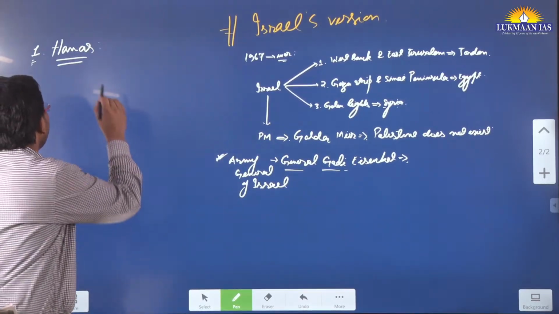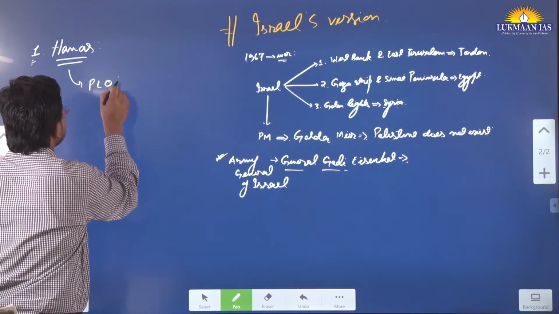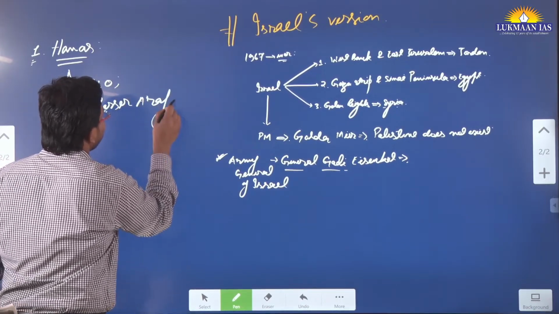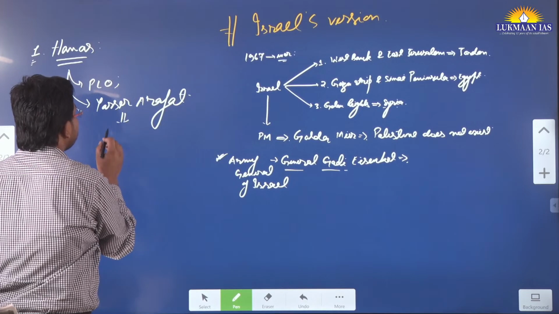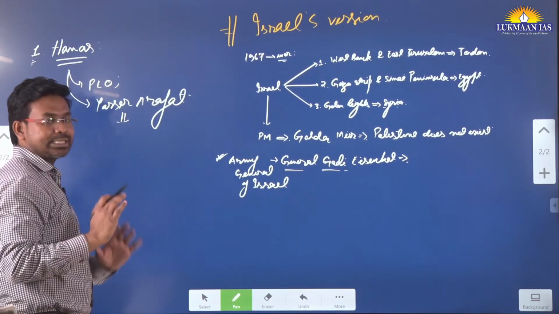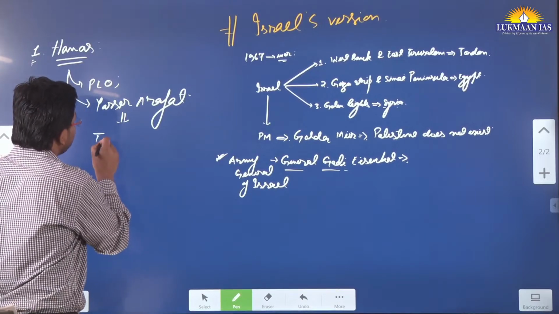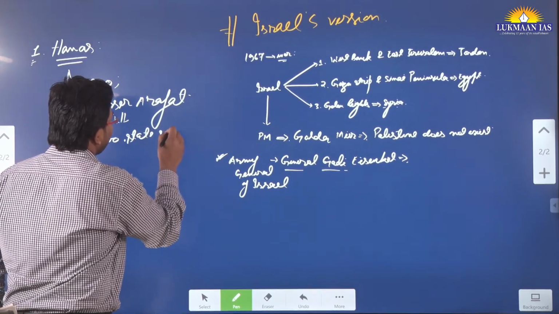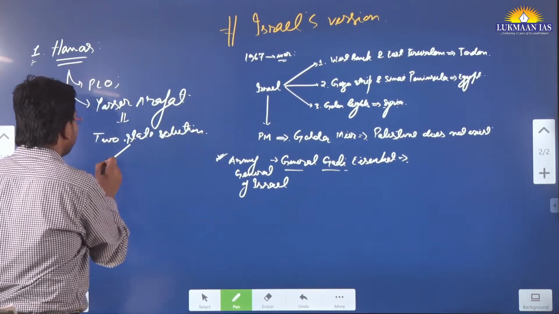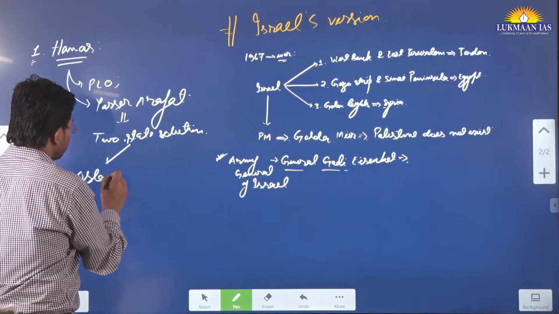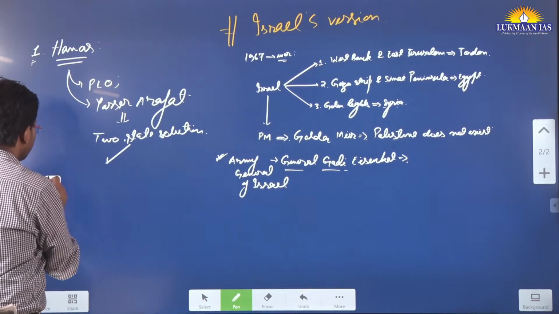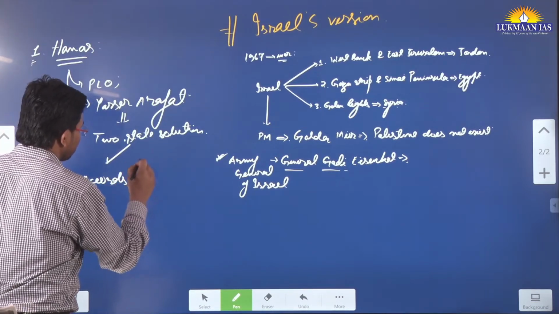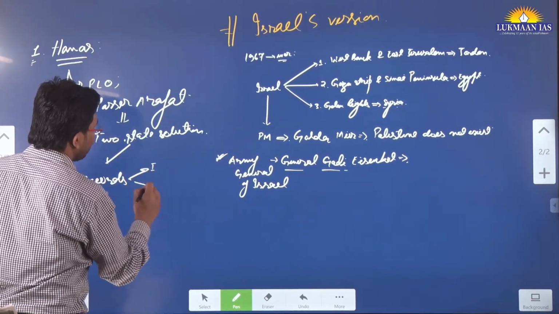So Hamas came after the Palestine Liberation Organization, after Yasser Arafat. Yasser Arafat had started a political faction, and according to that political faction, they made a kind of conciliation, that they were ready for a two-state solution, right? But even after being ready, they signed two Oslo Accords, Oslo Accords 1 and Oslo Accords 2, the first accord and the second accord.